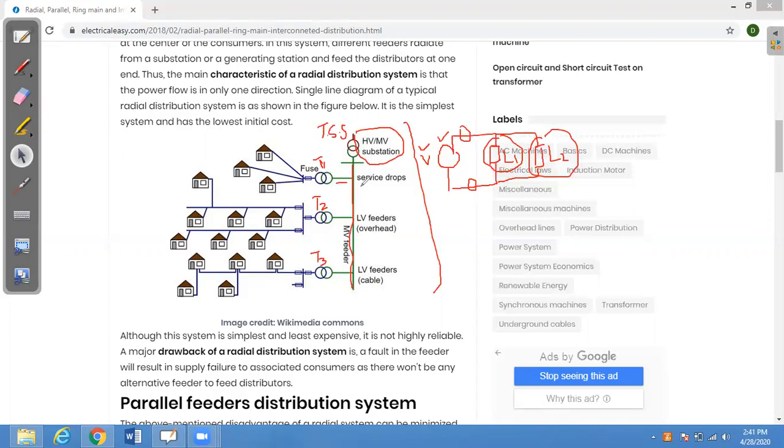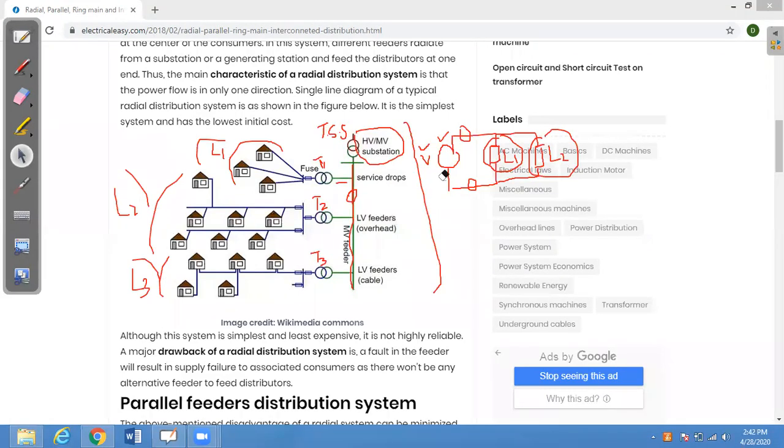So you see this feeder is basically giving the supply to all these loads. This is load 1, L1, this is load 2, L2, and this is load 3. And this feeder is basically acting as a supply. So for example, if there is any fault on this feeder, or this feeder fails, the whole load, L1, L2, and L3, all of these loads will fail.